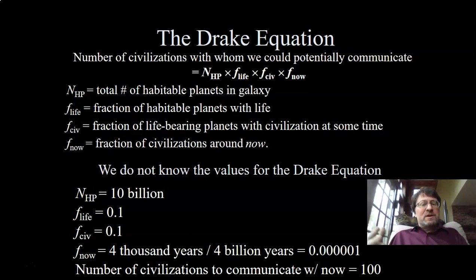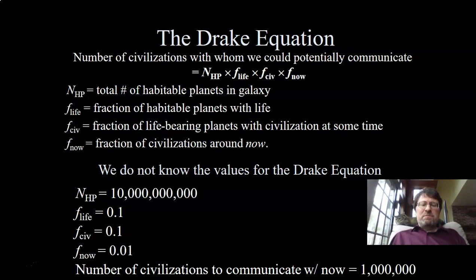If you take a more optimistic view about how long civilizations last, and don't say, okay, well, they'll be around for 4,000 years, but you want humanity to exist for timescales that are comparable to the timescale for which their star exists, then maybe you would change that last number, F now, to be 1/100th. And in that scenario, the number of civilizations that exist right now with whom we could potentially communicate would be not 100, but a million. 1/100th of the 100 million life-bearing planets. And then the question is, okay, well, where are these other civilizations?